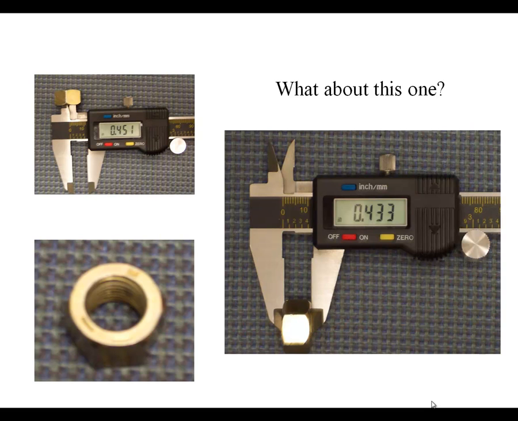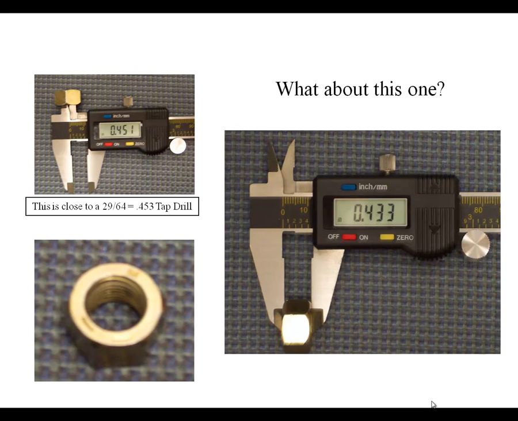Let's take this nut, for instance. This first measurement, 0.451, is pretty close to 0.453. And if we look at the chart, that looks like it's the tap drill size for a 1/2 inch fine thread. But let's just double check that it is a fine thread.